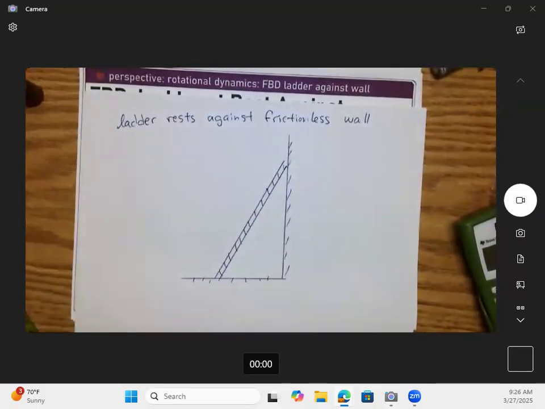But there's no friction from the wall. There might be a different force from the wall, but not friction. Right, go ahead and draw the free body diagram.